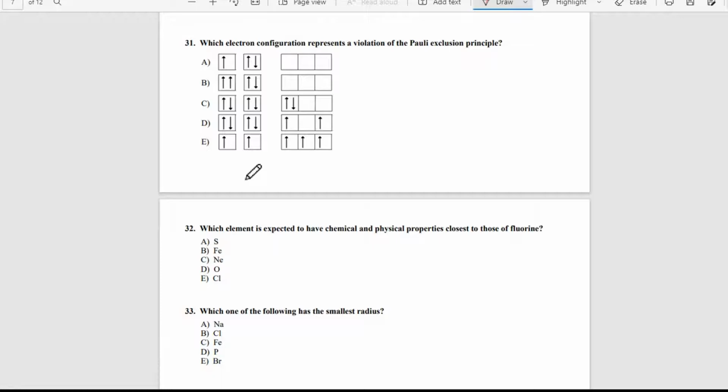But what that means is no 2 electrons, my bad, can have the same set of 4 quantum numbers. But what that basically means is that you can't have 2 electrons in the same orbital and have the same spin. They have to be opposite spins. Otherwise, that means they have the same 4 quantum numbers. So which of these violates the Pauli exclusion principle? B.